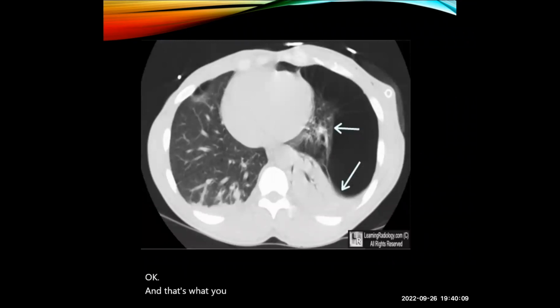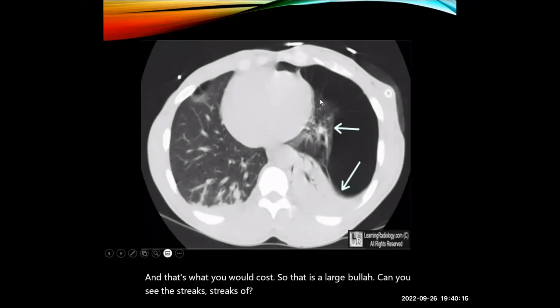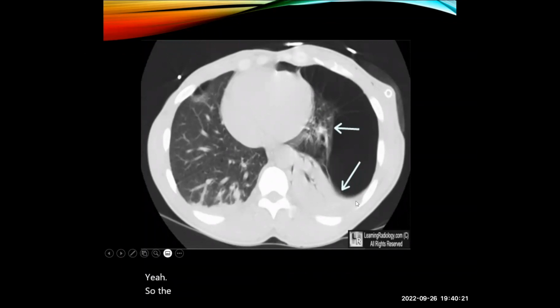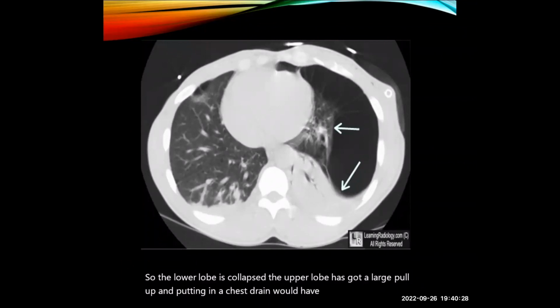So that actually is a large bulla. Can you see the streaks of lung? Yeah. So the lower lobe is collapsed, the upper lobe has got a large bulla, and putting in a chest drain would have caused a massive air leak. So always get cross-sectional imaging if the patient is over 30 years old, so that you know where you're going to go in, if the patient is stable.